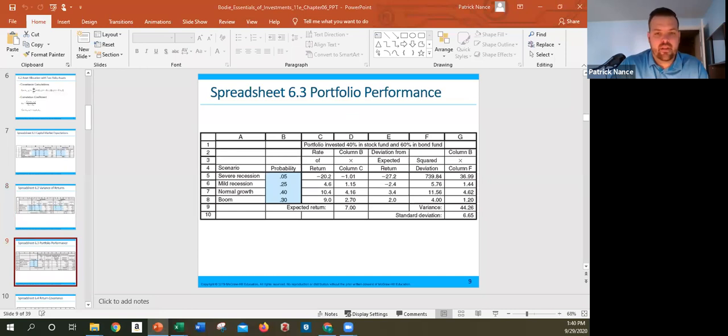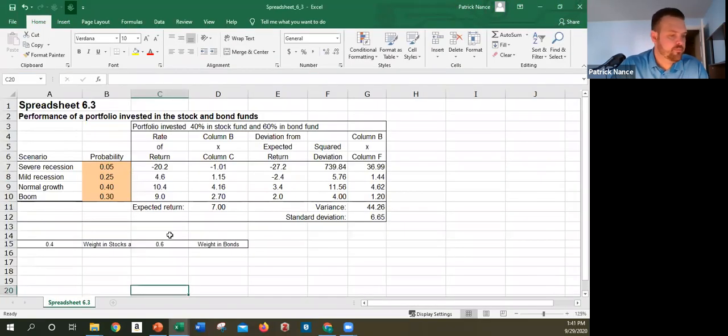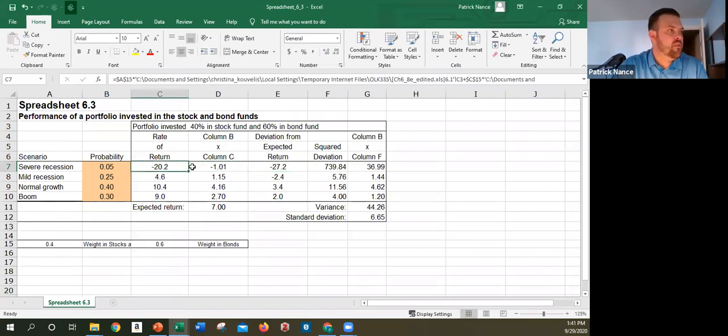Okay, 6.3. So spreadsheet 6.3 is the performance of a portfolio invested in the stock and bond funds. So if we did have an investment in the stock and bonds, we have our probability. The portfolio is invested 60-40 in this case. So we have probability of rate of return, negative 20.2 for a severe recession, column B times column C.